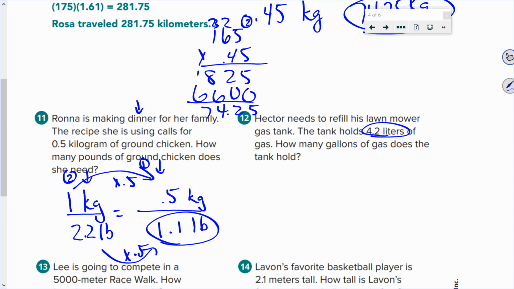Could you go back up to number 10? Okay, we've got 4.2 liters. And I want to know how many gallons.